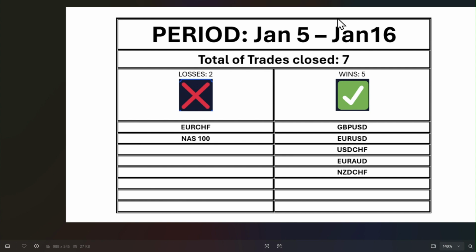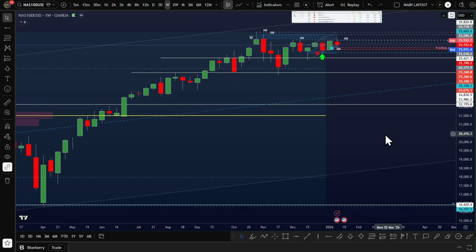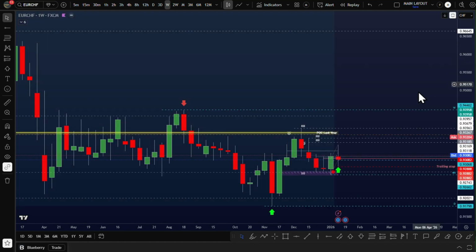So for me, I traded from January 5th to January 16th. I made a total of 7 trades, 2 losses and 5 wins. So without further ado, let's break down these trades. We're gonna start with the Euro CHF, my first loss.